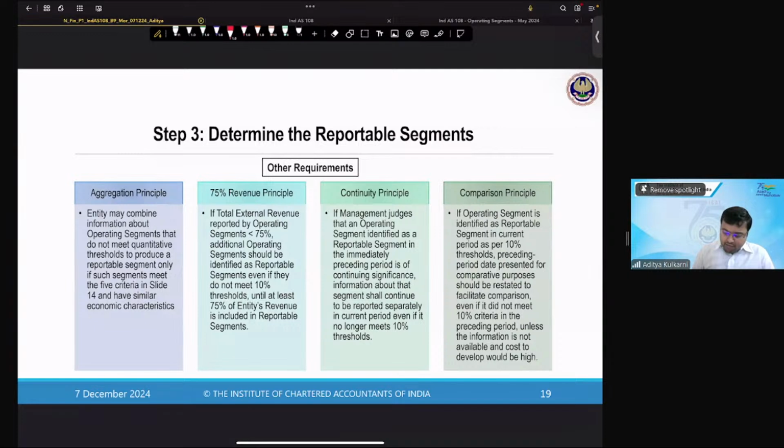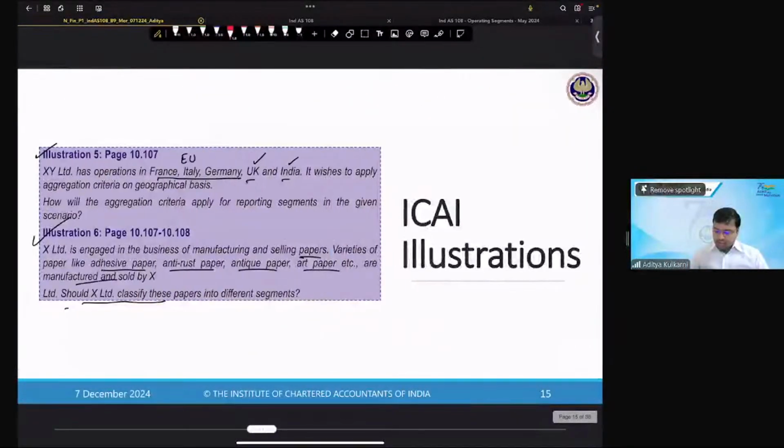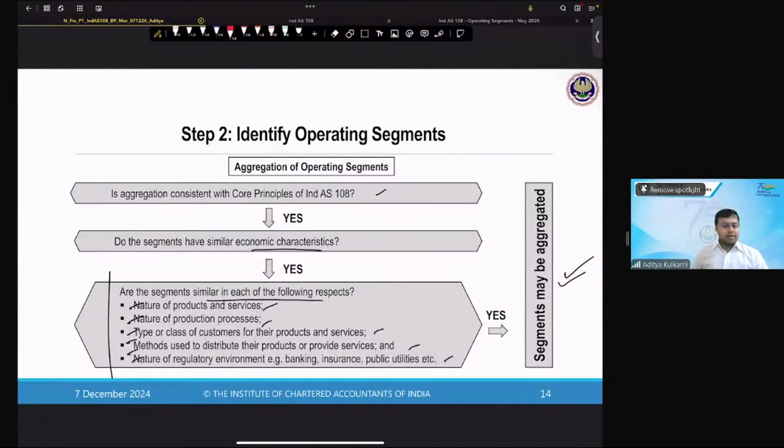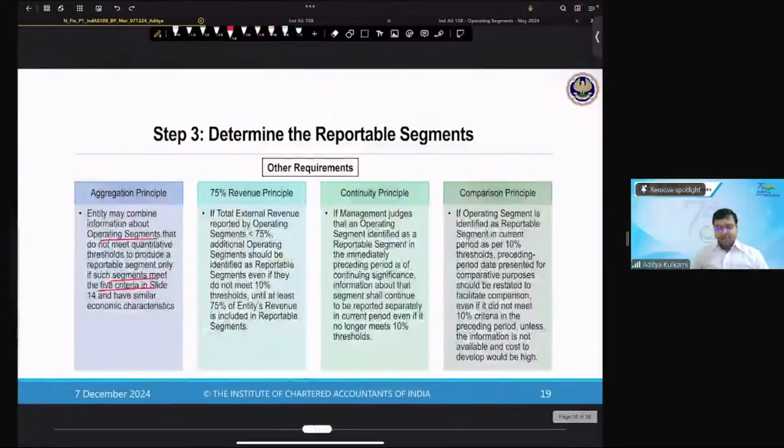An entity may combine information about operating segments that do not meet the quantitative criteria to produce a reportable segment only if such segments meet the 5 criteria in slide 14 and have similar economic characteristics. You aggregate the segments when you meet these criteria, and then apply the aggregation principle.